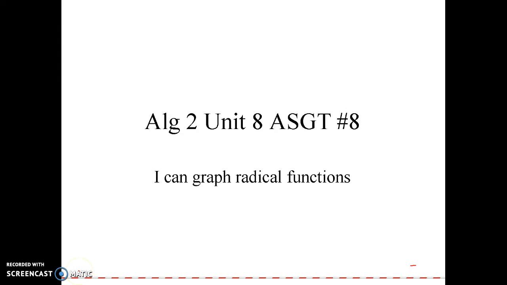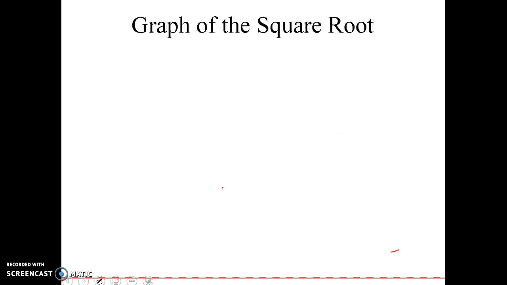Okay, so our final assignment in unit number 8, we're actually going to be graphing radical functions. You've done a little bit of this in Algebra 1, but we're going to really extend this idea so you can graph not only square root equations, but cube root equations. And so let's go ahead and get started with this.